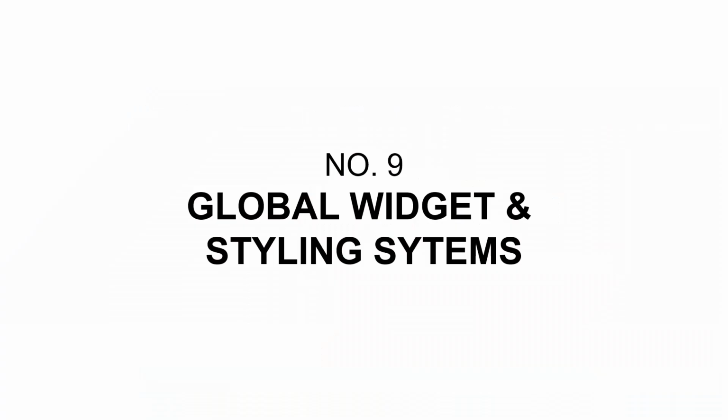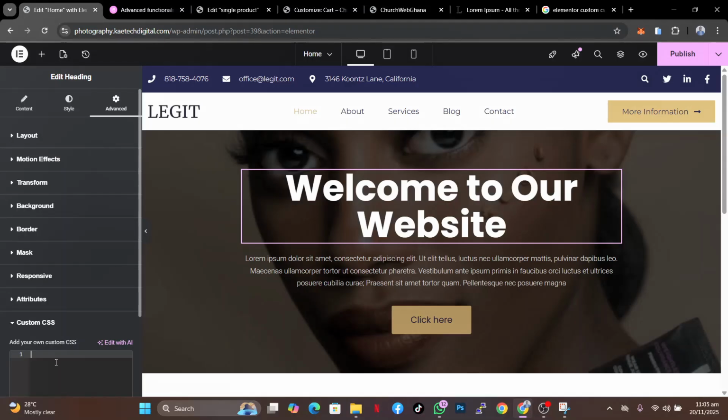Now another one, the ninth one that we're going to talk about, is the global widget and style system. So you can create a global widget and then use it in various pages or any sections of your website globally. It lets you create reusable components like call to action sections, maybe buttons, testimonials, and update them across the entire website in just one click. Now this saves you massive time when building multiple pages.